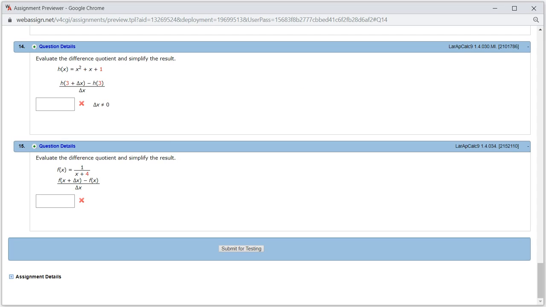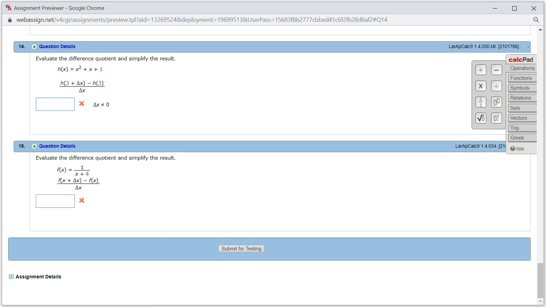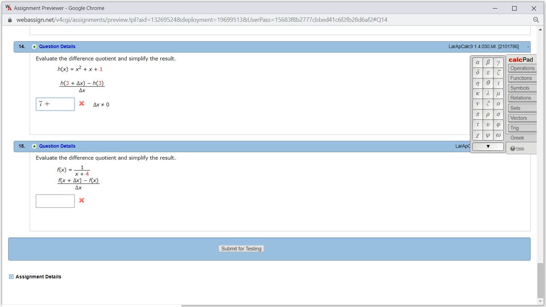So let's type it in. We have 7 plus delta x. We have to find a symbol. Delta, maybe it's a Greek letter. And here's a delta x.